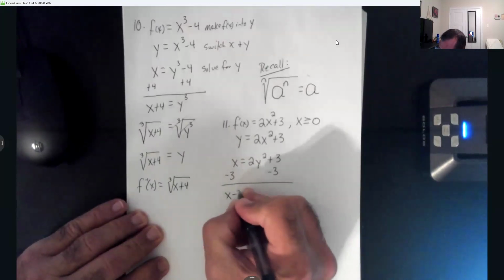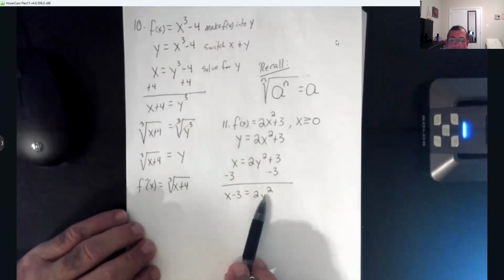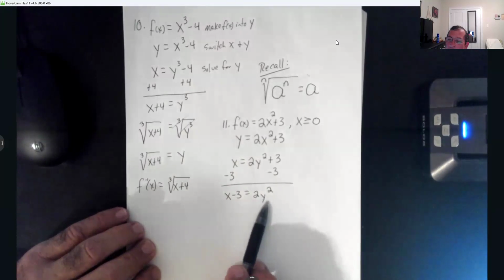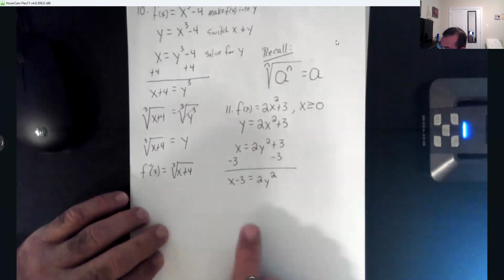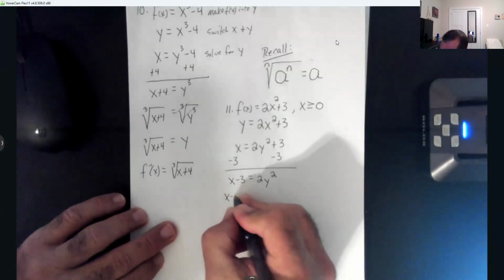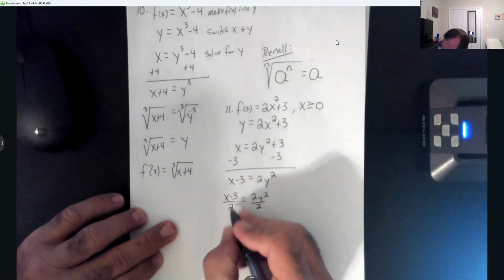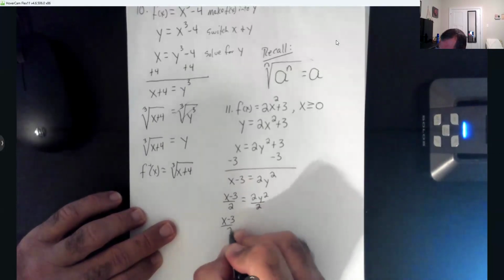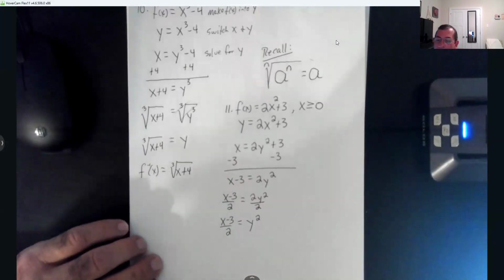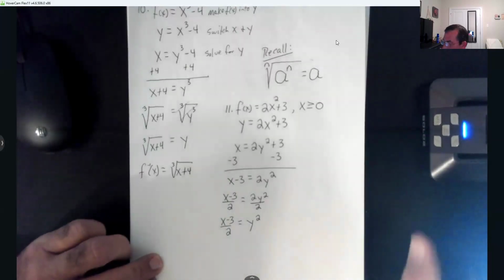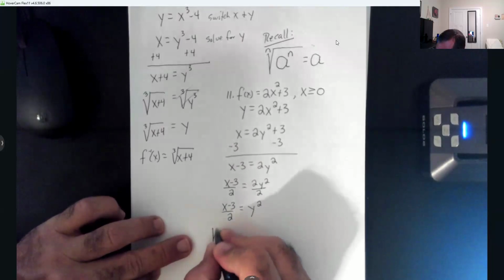So I get x minus 3 equals 2y squared. Now, I want this y squared to be a 1y squared on this side. So I'm going to divide both sides by 2. So the left side is just an x minus 3 over 2. That's now equal to my y squared. So how can I turn a y squared into a y? And since that's a 2 there, we're just going to take square roots of both sides.